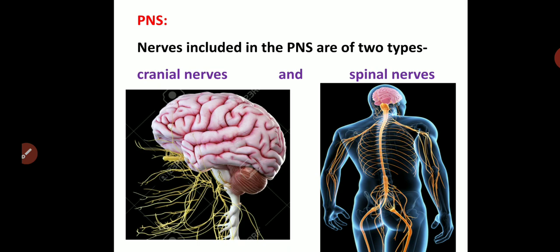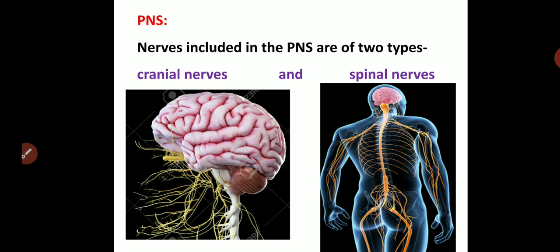The peripheral nervous system includes the nerves, and the nerves are divided into two categories. As you can see in the diagram, the first one is the cranial nerves. Cranial nerves, these nerves arise from the brain. That is, they take their birth or the origin is from the brain. And the spinal nerves are the nerves which take their birth from the spinal cord.